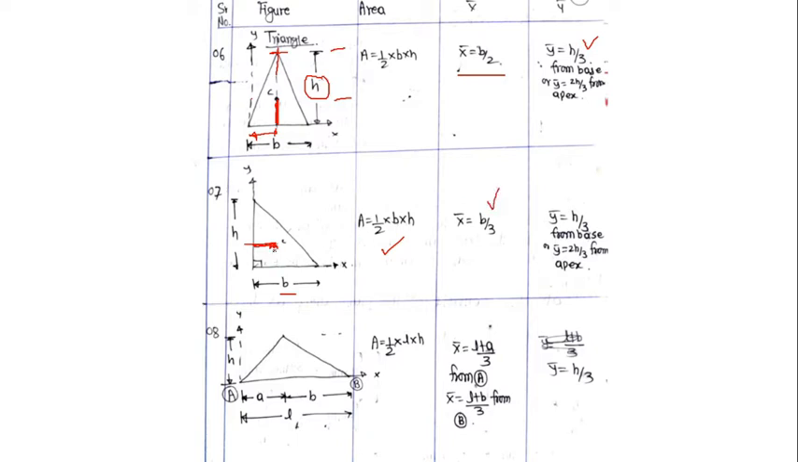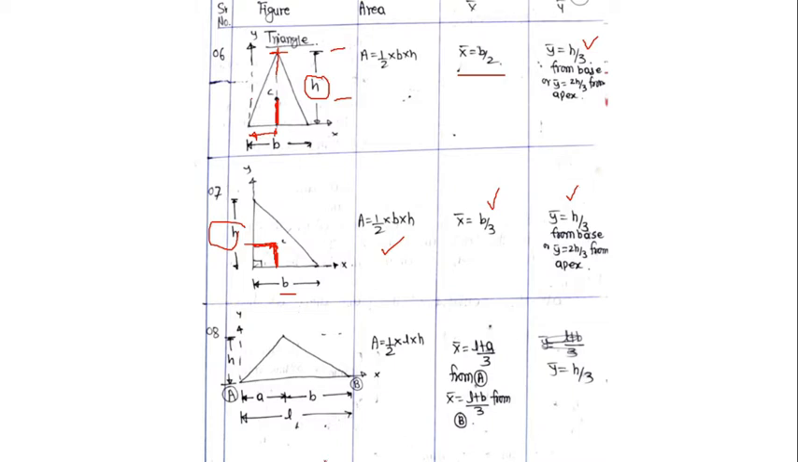Now, the vertical distance of centroid. Again you are measuring this vertical distance from the side, means from b. So, it is equal to 1 by 3 into the dimension parallel to this distance, and the dimension parallel to this distance is h. So, 1 by 3 into h, so h by 3. In this way the centroid of a triangle can be located.